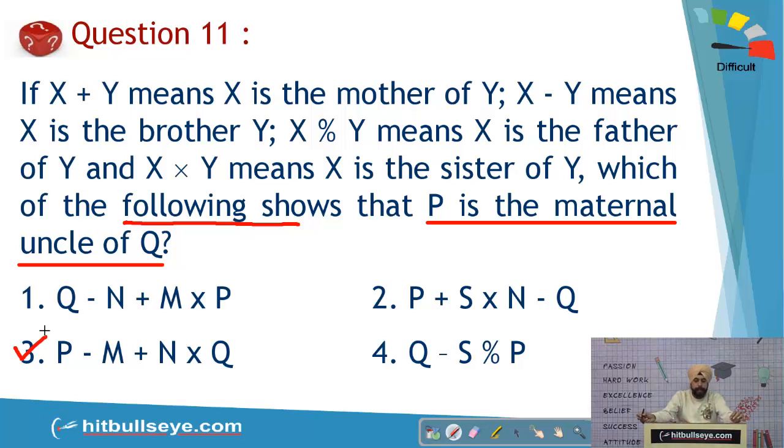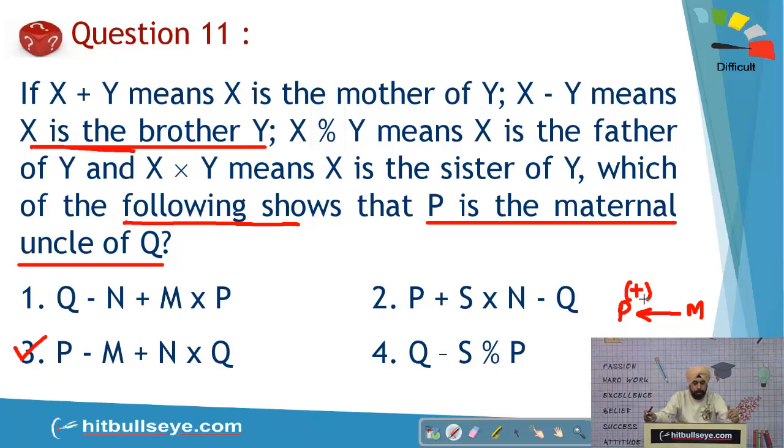Now P minus M means P is the brother of M. Now this is defined here. Students, here we use some standard connotation. P is the brother of M, so we only get to know the gender of P. Anything that we get to know is a male, we put a positive sign. So P is the brother of M. We don't know anything about M. It could be brother or sister.